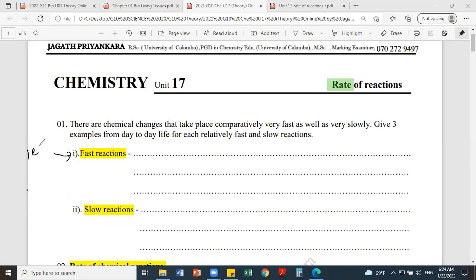Less time. If you take less time to do something, that is fast. If you take more time to do something, that is slow. That means it's relative to time. Relative to time, we express fast or slow. So time is one of the main factors here. Therefore, rate means how fast something is happening. If it is a reaction, rate of reaction is how fast the reaction is going on.